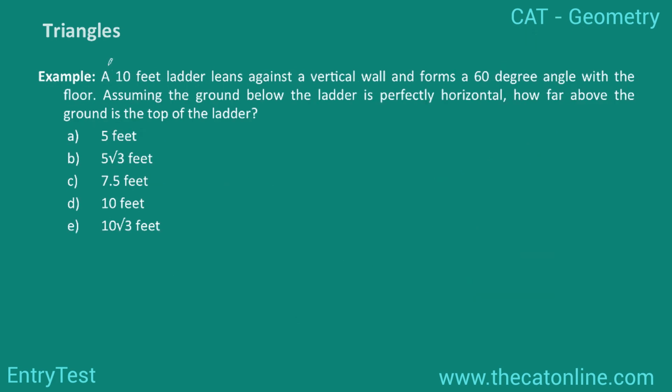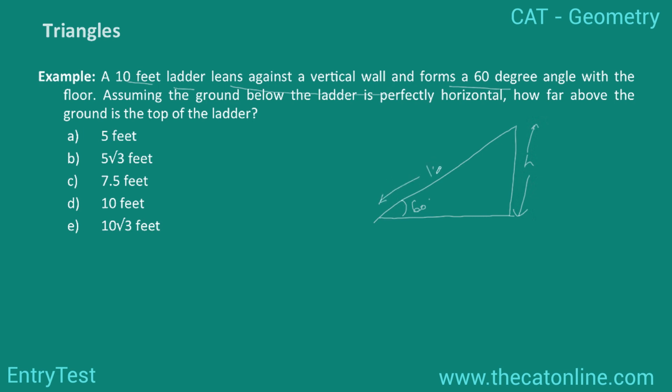Let's look at another example. A 10 feet ladder leans against a vertical wall and forms a 60-degree angle with the floor. So it's something like this. This is the floor, and the angle that it forms is 60 degrees. Assume the ground below the ladder is perfectly horizontal. How far above the ground is the top of the ladder?